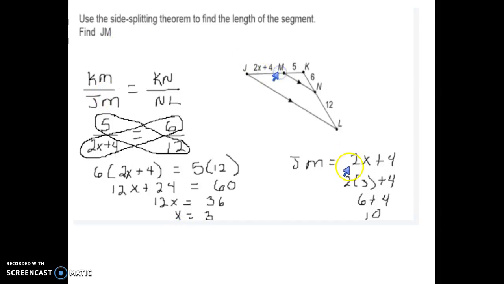So JM is equal to 2x plus 4. So remember, we've got to plug the 3 in here for x. 2 times 3 is 6. 6 plus 4 is 10. So 10 is your correct answer.